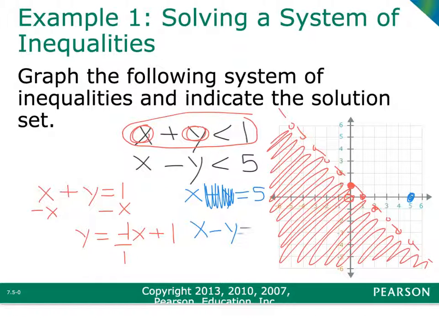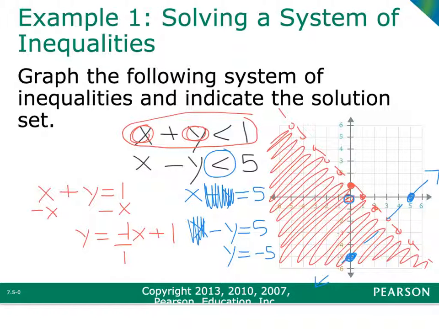And if you want to find your y-intercept, just zero out your x. Your y-intercept is negative 5. So we come down here to negative 5 on the y-axis. Again, you have to decide what type of line you're going to use. Because there's no line underneath the inequality, we again need to use a dashed line. You'll need to make sure to select the right line type in MyMathLab or you're going to get it wrong. And then we also need to try a test point.